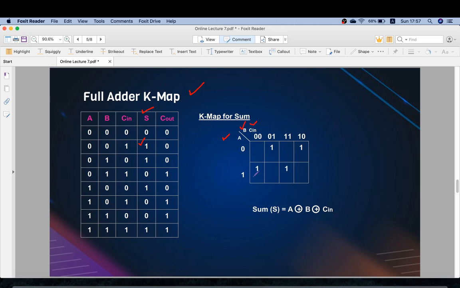As it's given that it is also making the same condition for A bar B and A B bar. So for A bar B and A B bar we write A XOR B, but here it is 3, so it's making A XOR B and XOR C in. So this is our final equation for S, the sum.